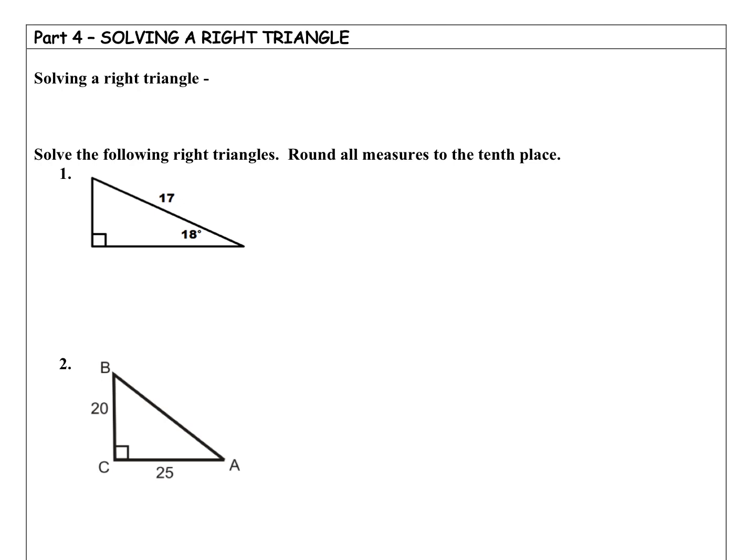All right, so when I say solve a right triangle, what I mean is to find all missing sides and angles.